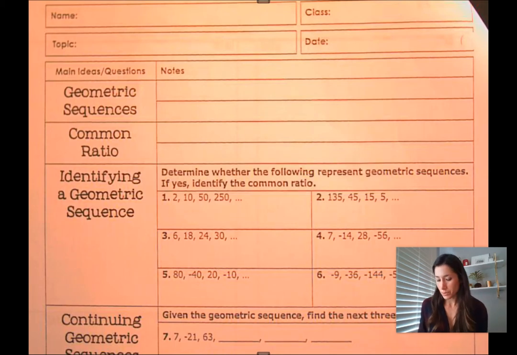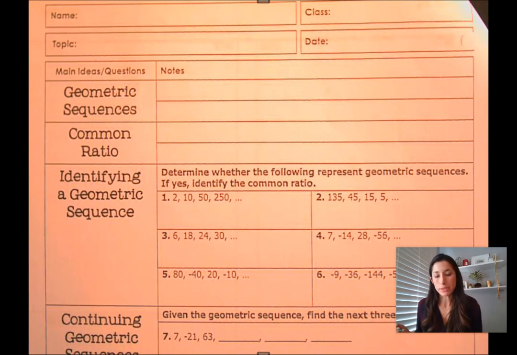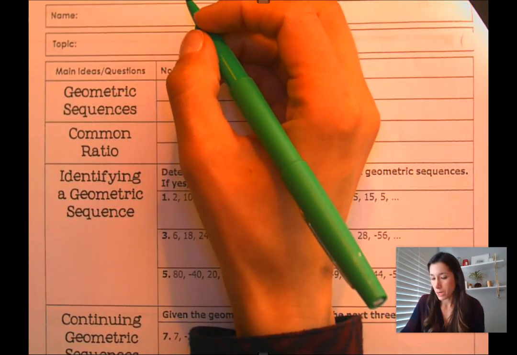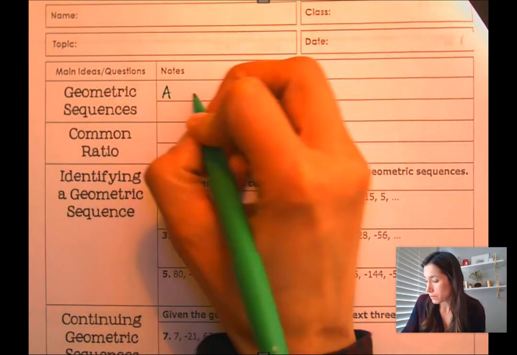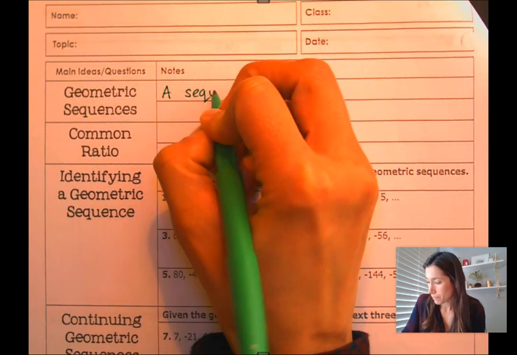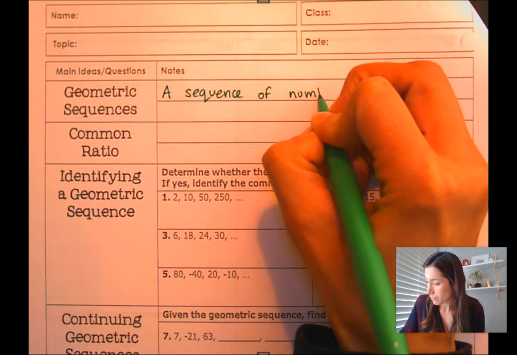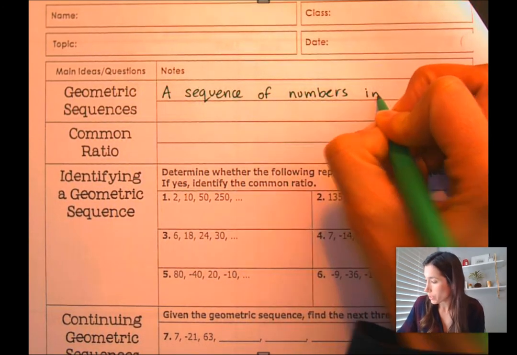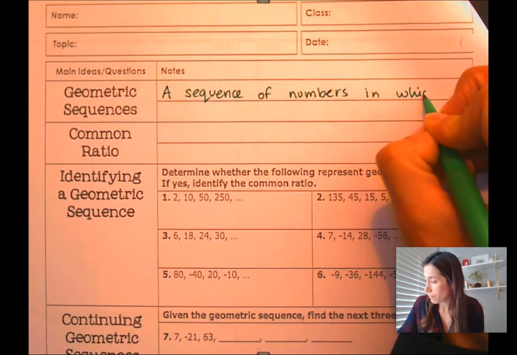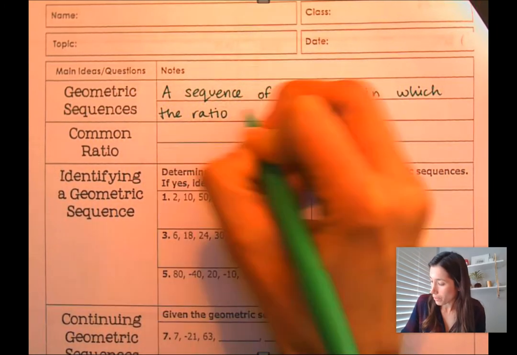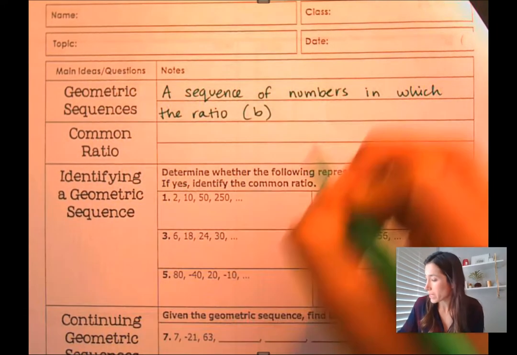Okay, we're going to practice with our geometric sequences here. So let's go ahead and add a definition of what a geometric sequence is. You probably already watched the toolkit video, so you have a sense of what it is, but it is a sequence of numbers in which the ratio, we'll call that ratio B, remains constant.